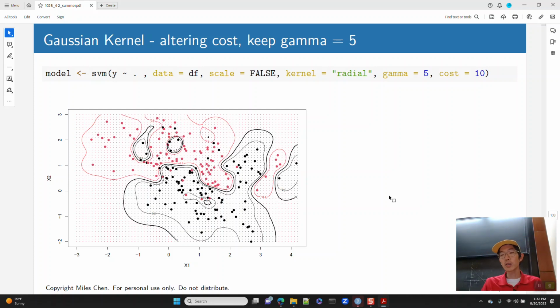Increasing the cost will be lower bias, higher variance. Decreasing the cost will be higher bias, lower variance. But there is a difference in how changing gamma and changing the cost affects the ways our boundaries are drawn. Okay, that is it for today.